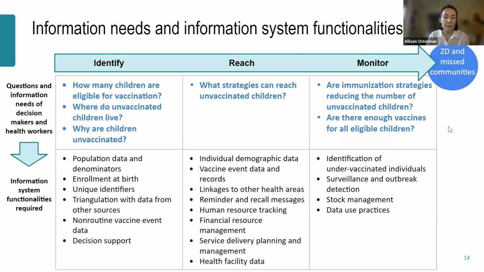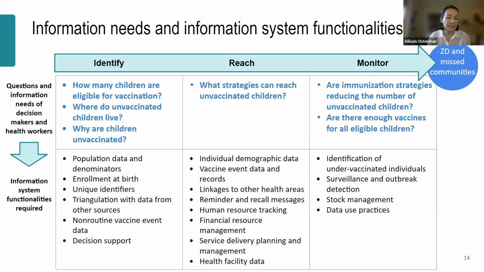Working backwards, we thought about the questions that immunization decision makers and healthcare workers might ask and the kind of information that they need. From there, we listed the kinds of functionalities or components that an information system or data tool would require to support those information needs. So for example, if you're looking at this matrix, you can see to identify zero-dose children, health workers need to know things like how many children are eligible for vaccination, where they live, why they're unvaccinated.